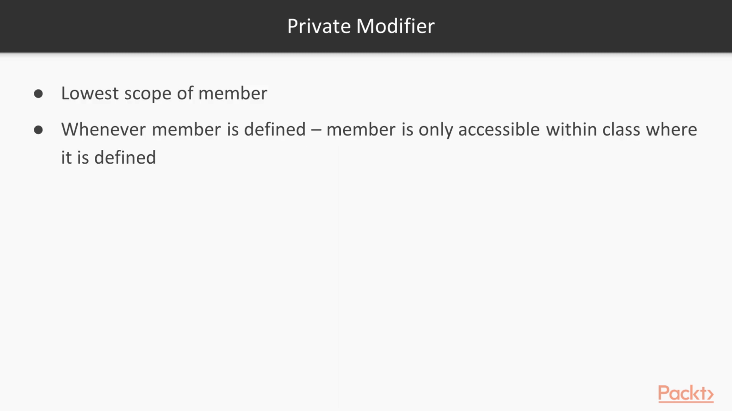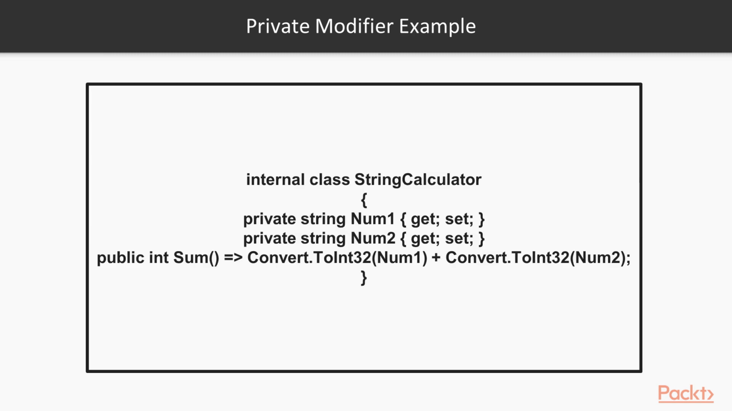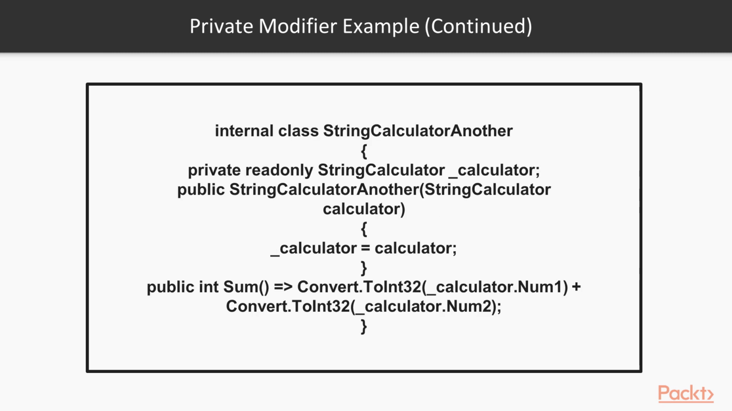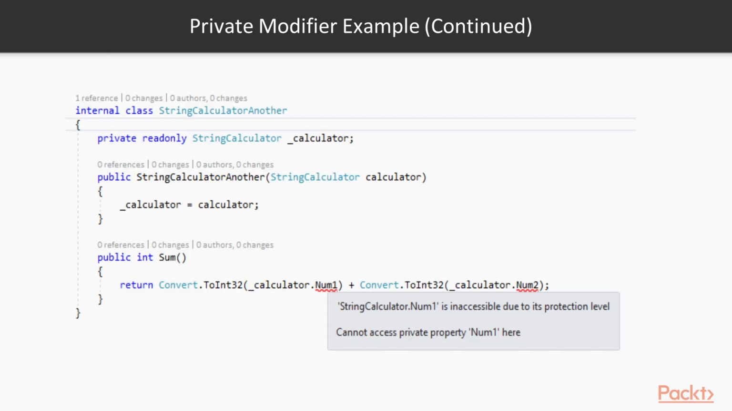Last modifier is private. A private modifier is the lowest scope of the member. This means whenever a member is defined using the private modifier, that member is only accessible within the class where it is defined. To understand private accessibility levels, let's see the dummy code example. In this code, properties num1 and num2 are not accessible outside the string calculator class. The code will throw a compile time error as in this screenshot.